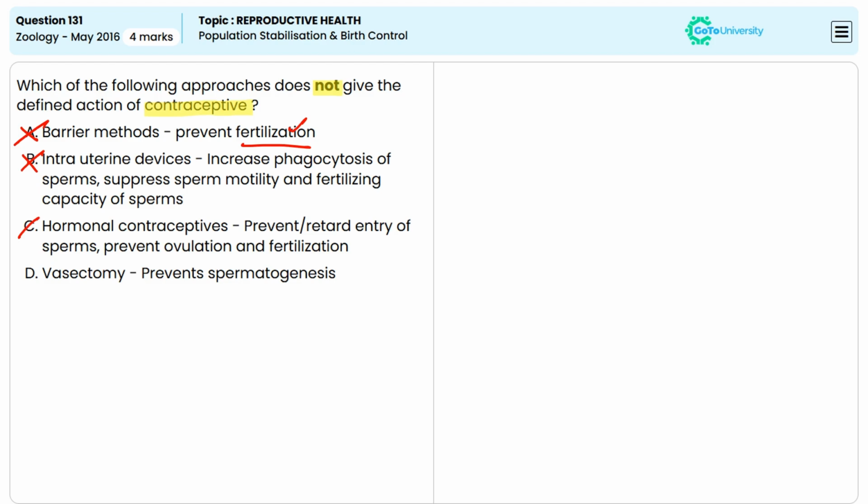Option C, hormonal contraceptives. For example, birth control pills retard the entry of sperm, and prevent ovulation and fertilization. This is correct. They prevent ovulation, thicken cervical mucus to block sperm entry, and can also alter the uterine lining to prevent implantation, thus preventing fertilization. So the third option is also an incorrect answer.